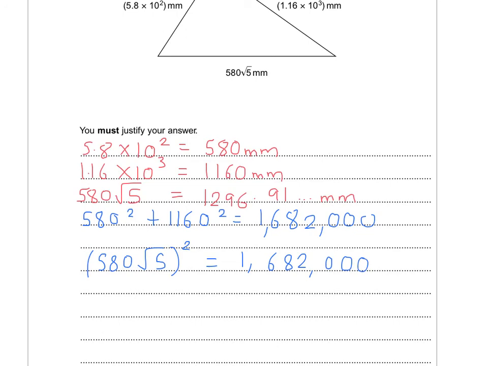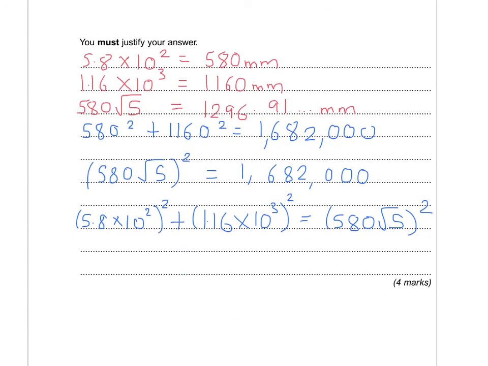Which means that 5.8 times 10 squared all squared plus 1.16 times 10 cubed all squared is actually equal to 580 root 5 all squared, which means the three sides of this triangle satisfy Pythagoras' theorem, therefore it is a right angle triangle.